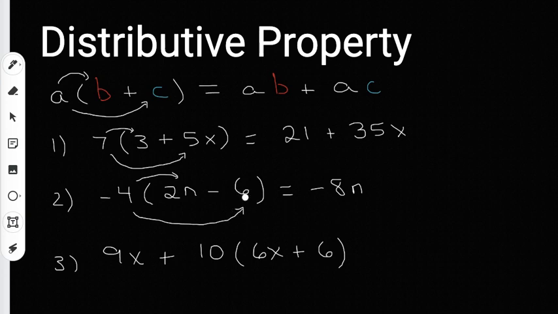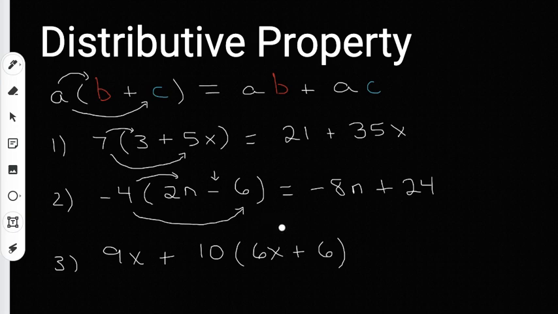Notice that this isn't a positive 6. It's actually a negative 6, and that's because of this minus sign right here. So negative 4 times negative 6 is actually going to give me a positive 24. So I get a plus 24. So my answer is going to be negative 8n plus 24.